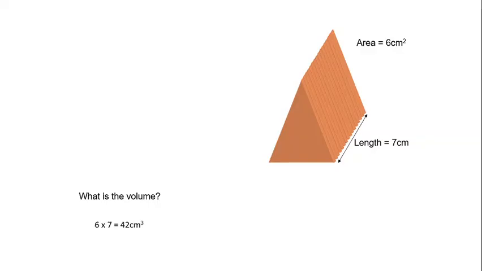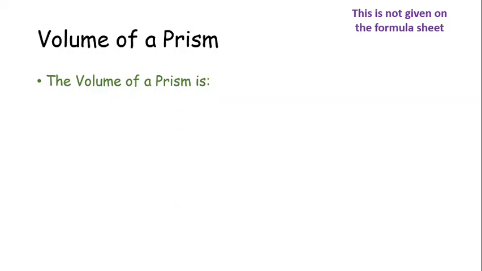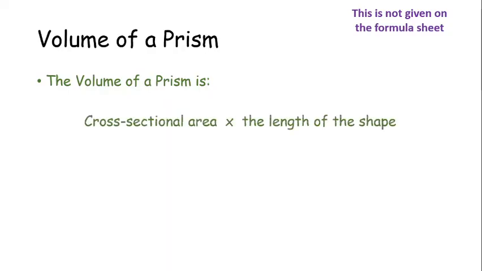Now let's look at this in a different light. So the volume of a prism, okay? You have to remember that this is also not given on your formula sheet. You'll need to memorize this. The volume of a prism is the cross-sectional area times the length of the shape. So it's the area of that cross-section times the length.